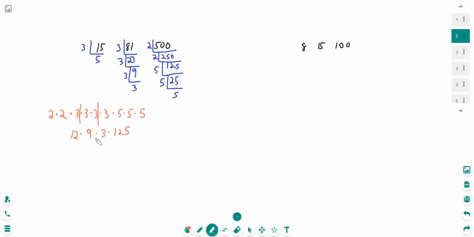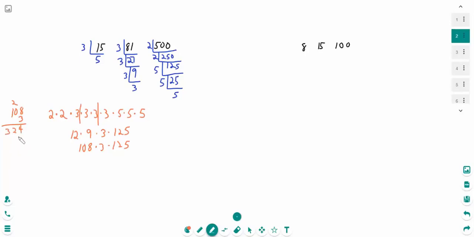12 times 9 would be 108, right? So we have 108 now, times 3 times 125. All right, so let's do some of that over to the side here. We have 108 times 3, which is going to give us 324.